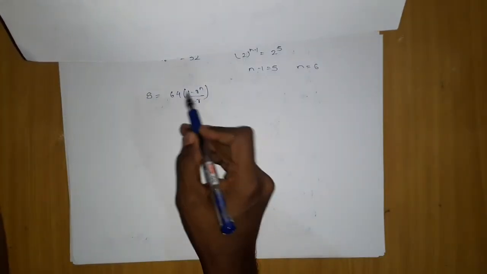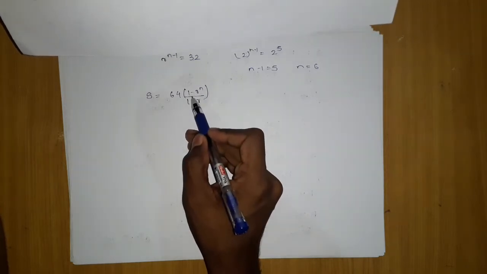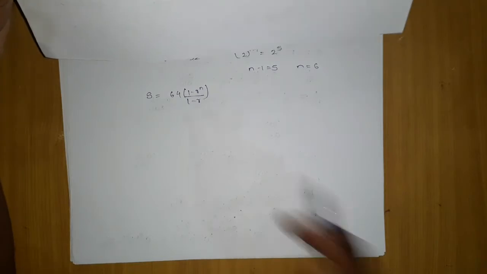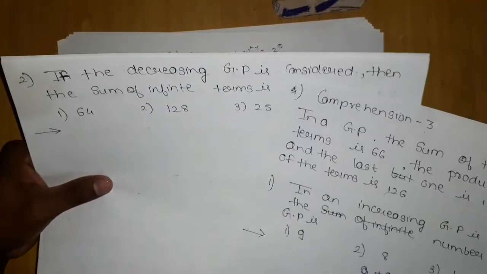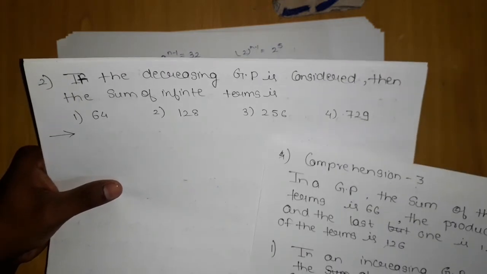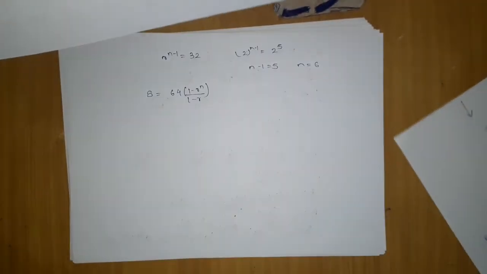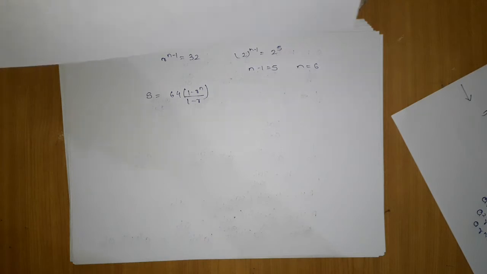Okay, let me check r power n minus 1 again, so that we are not making any mistake. 64 into 1 minus r power n, in decreasing GP. Okay, in a decreasing GP, consider the sum of the infinite terms.